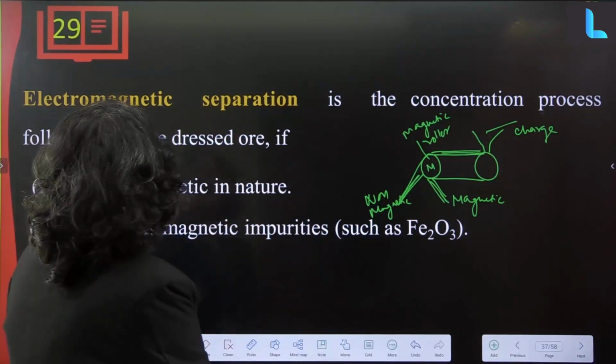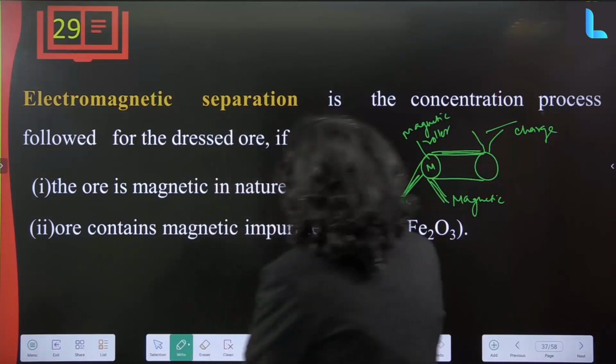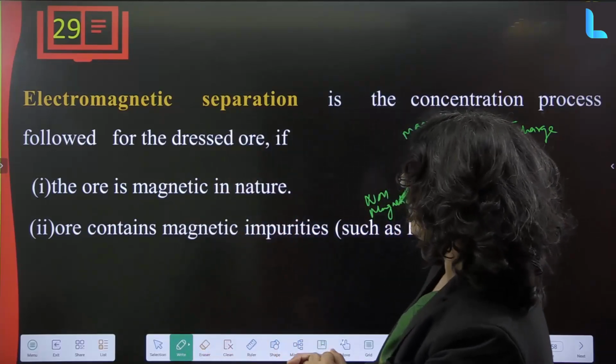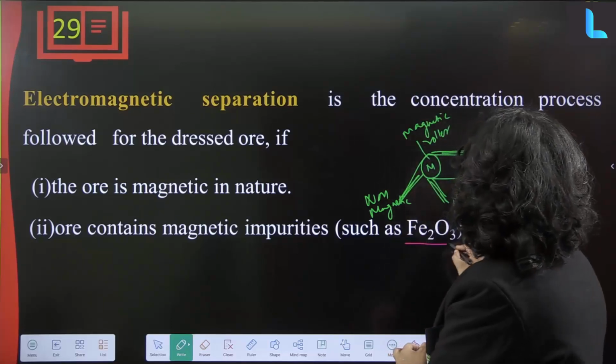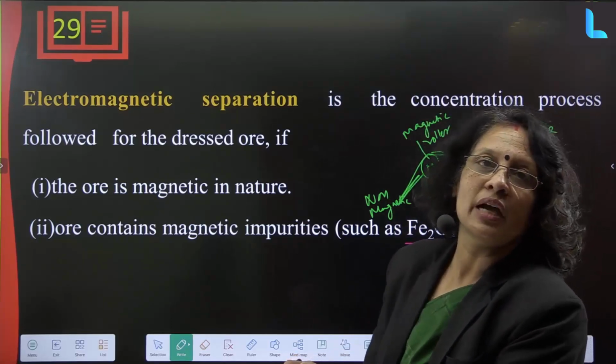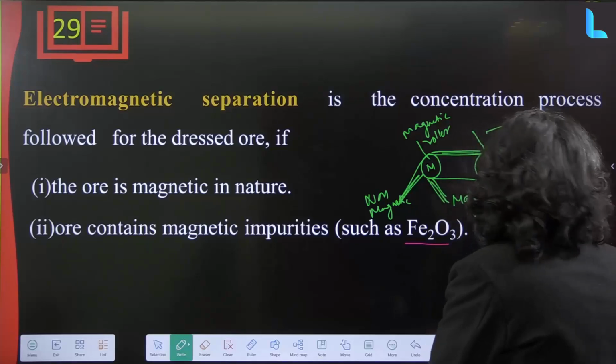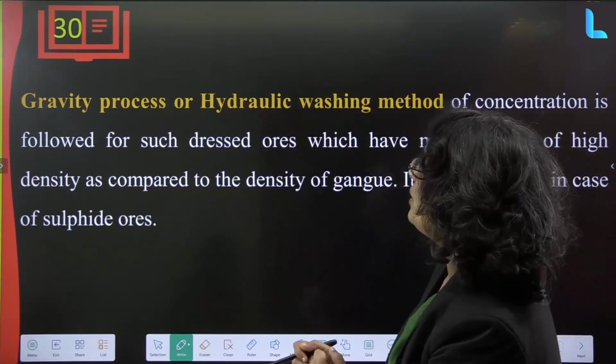It is the concentration process followed for dressed ore. If the ore is magnetic in nature and contains non-magnetic impurities, or the ore has impurities like hematite, magnetic separation can be done.